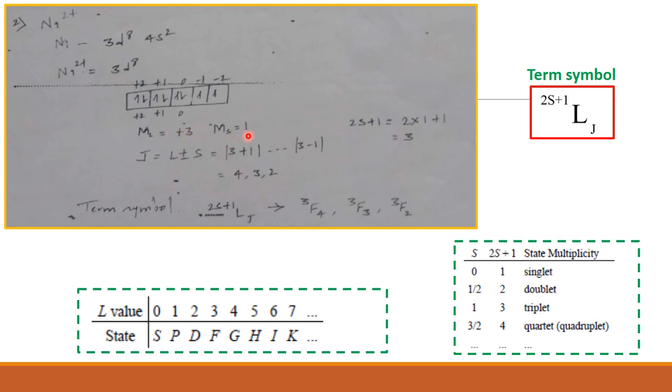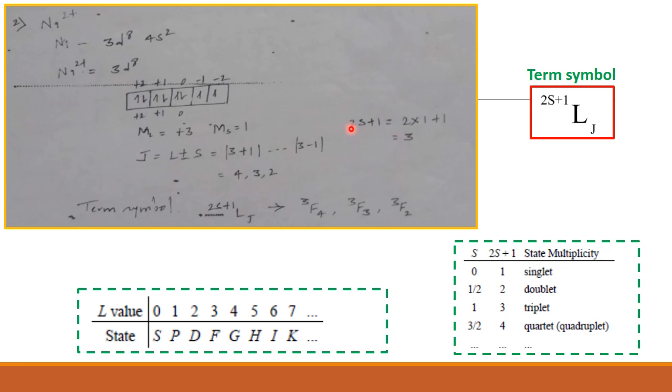The MS value is 1 here, because the 2 paired electrons have their spin annihilated, cancelling each other. Here again 2 electrons have their spin annihilated. Similarly, there are 2 unpaired electrons, and both have positive spin, so plus up and plus up, the MS value is 1. Then the J value is L plus S, that is 3 plus 1 is 4, and 3 minus 1 is 2. The value lying between 4 and 2 is 3, so the J values are 4, 3, 2.